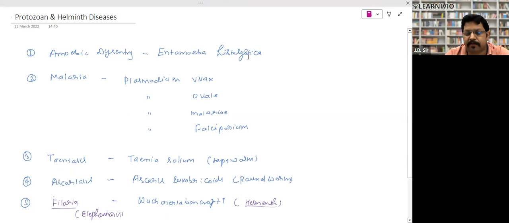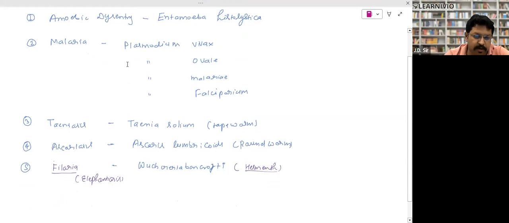Malaria, that is important. Malaria is caused by these four organisms. It is a Plasmodium, a kind of protozoa. Plasmodium vivax, Plasmodium ovale, Plasmodium malariae, Plasmodium falciparum. The fourth one is the most dangerous, right?